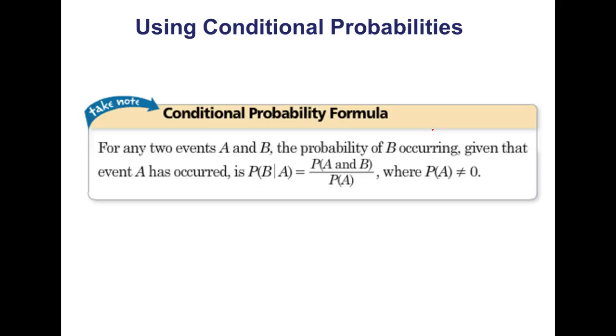So what we're using is this conditional probability formula, and the notation is a little bit different. So it says for any two events, A and B, the probability of B occurring given that event A has occurred can be written this way. And this is the way we would say it. The probability of B given that A, that long bar there, we say given that. So the probability of B occurring given that A has occurred is equal to the probability of both A and B over the probability of A. And obviously the probability of A can't be 0 because we'd then be dividing by 0, and we can't express that.